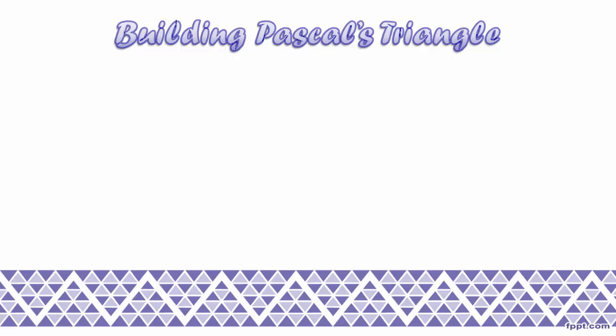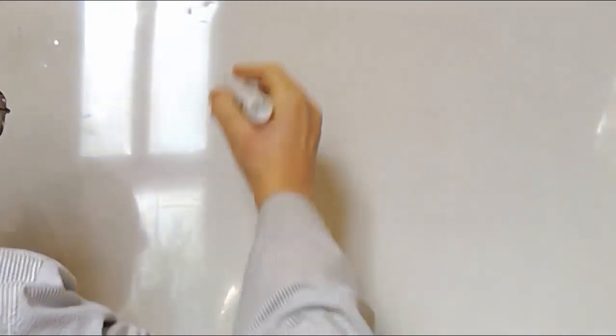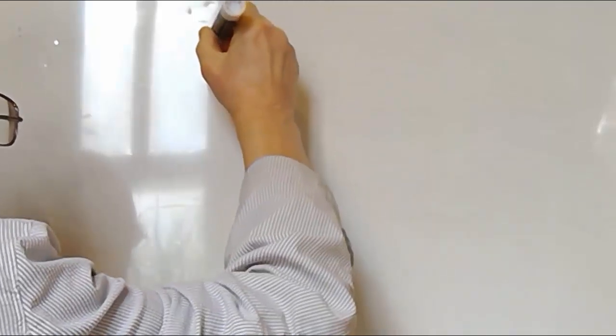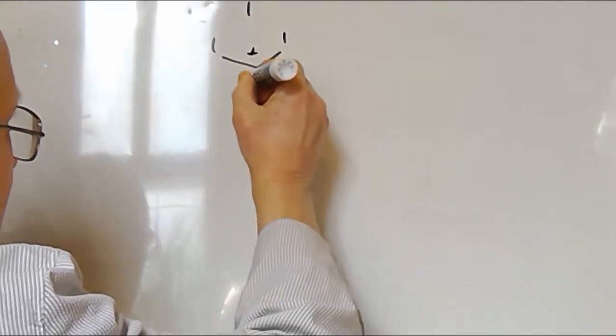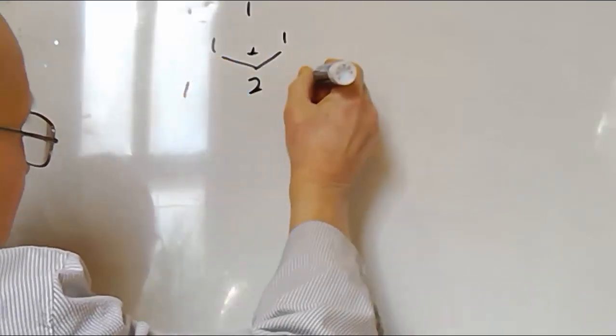Building Pascal's triangle. One would ask, well, how do we make our own Pascal's triangle? And how can we apply Pascal's triangle? Let us go over to the whiteboard and I will show you how to build Pascal's triangle and how to apply it in some examples. What we do is we start out on the top with 1. And then we put 1 here. And we add 1 plus 1 is equal to 2, and then we put that there.